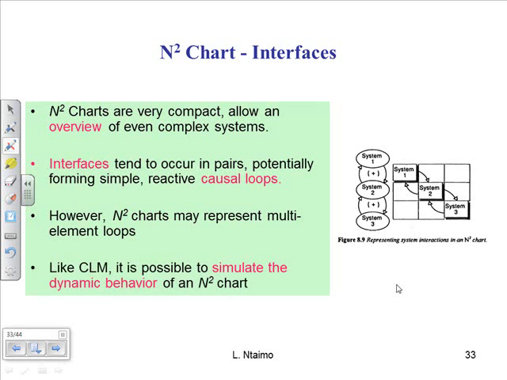N-squared charts usually contain these loops. One thing I forgot to mention with causal loop models is that the causal loop model and the n-squared chart actually provide a way to capture dynamic behavior. So we are looking at a static picture, but we can actually simulate the behavior of a system just based on a causal loop model or an n-squared chart.